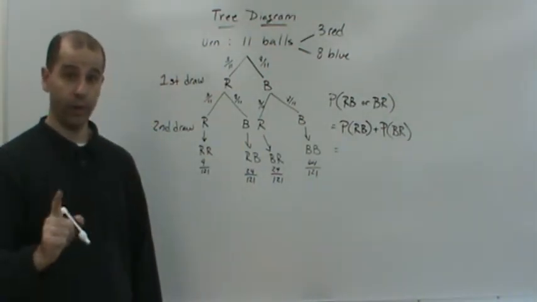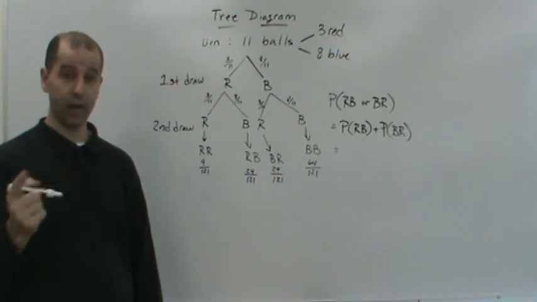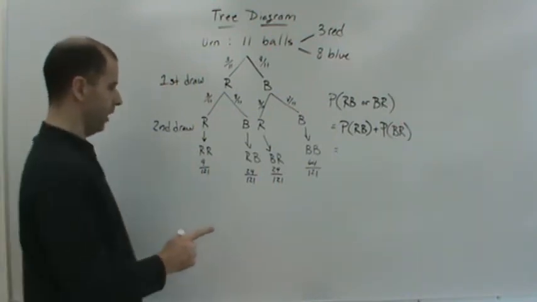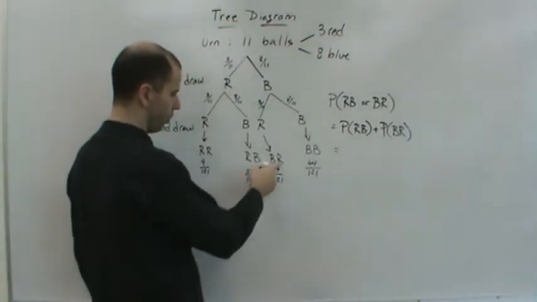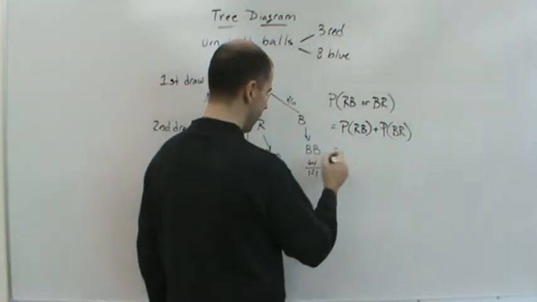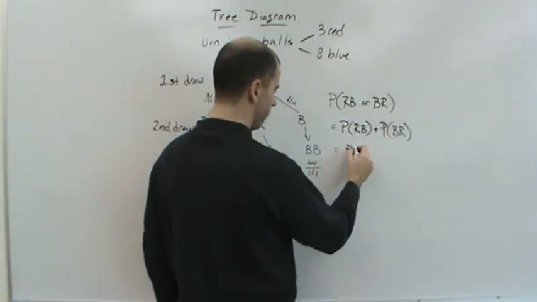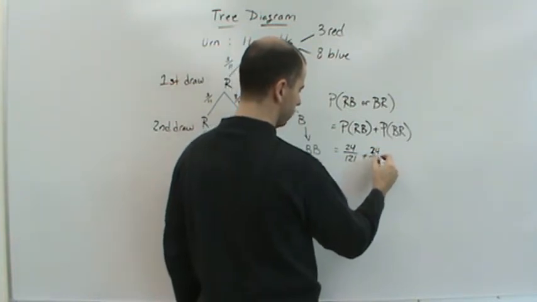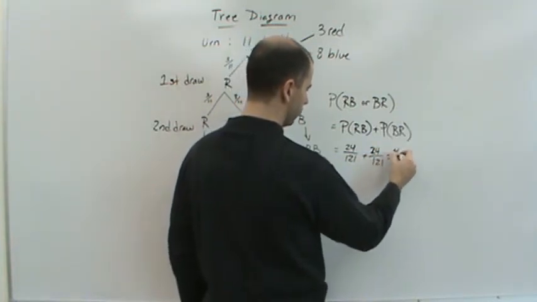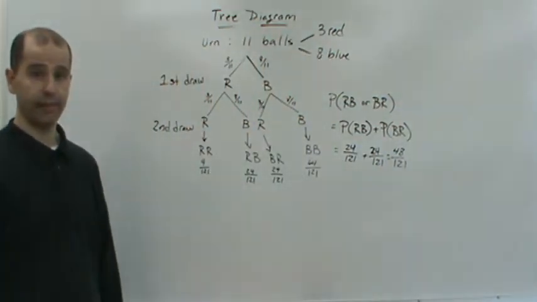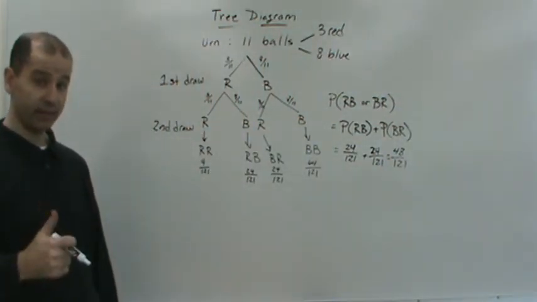Branches are always mutually exclusive. You cannot jump from one branch to the other. They're mutually exclusive, right? So if I want the probability of this or this, we're going to add across branches, okay? So that means we're going to take 24 over 121 plus 24 over 121, which equals 48 over 121. And that's it. See how easy that is?